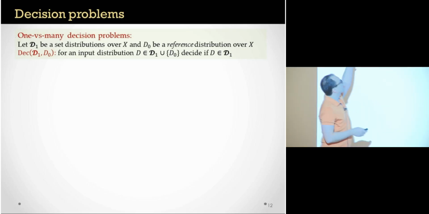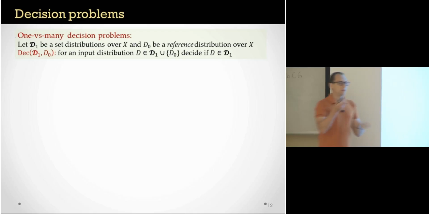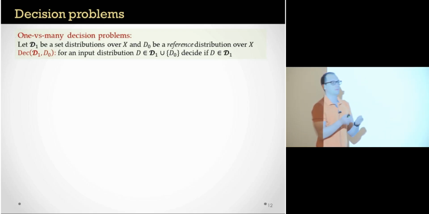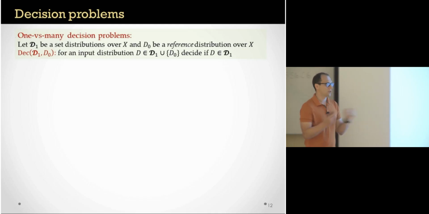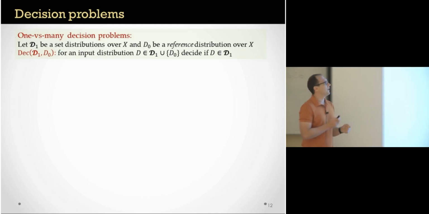and which we can think of like a positive case, and some reference distribution D0, which is the negative case. And you know that your input distribution is one of those, either in the set or D0, and the goal of the algorithm is to decide which of those. The algorithm just needs to solve this one versus many decision problem. And for this type of problems, we'll define the following parameter.